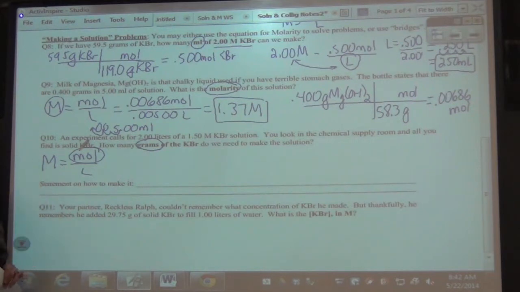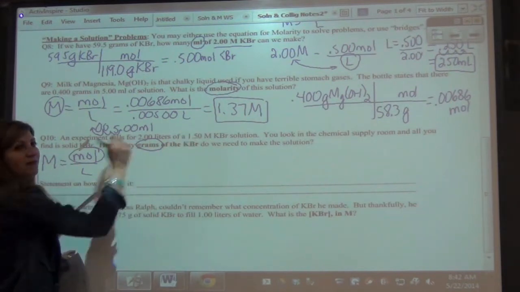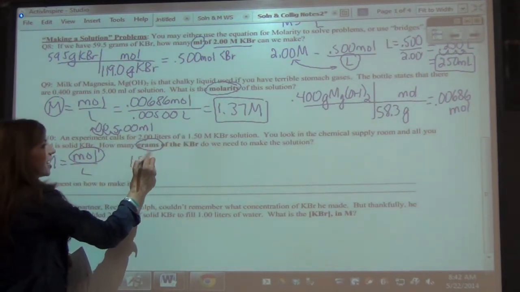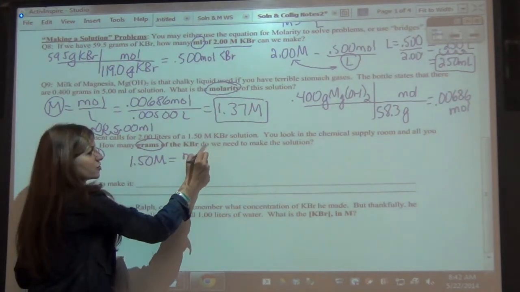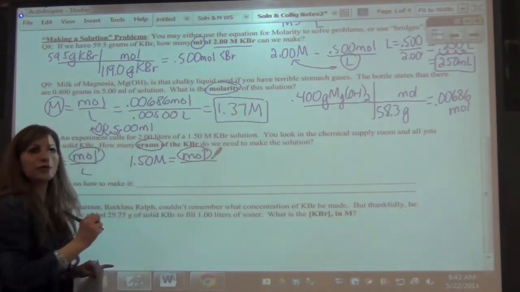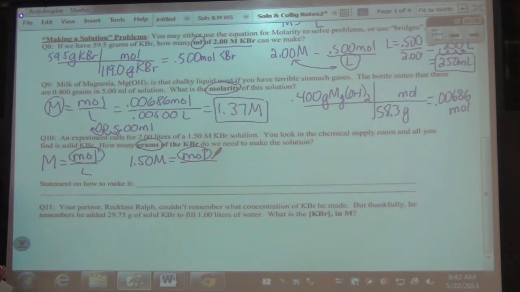Okay, so let's work this out. Do we know the molarity? No. Oh, yes, we do. Yep, perfect. The 1.50. Awesome. So 1.50 M is equal to, we don't know the moles, that's what we're looking for. You can call it X, or you can just say moles. Do we know the liters?